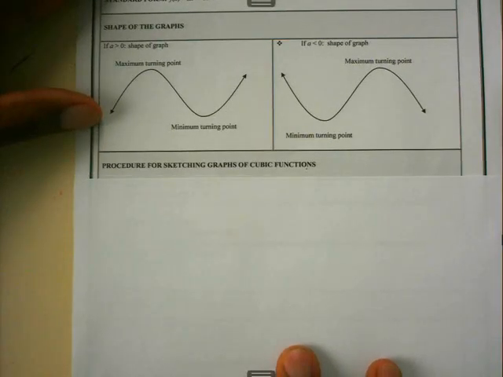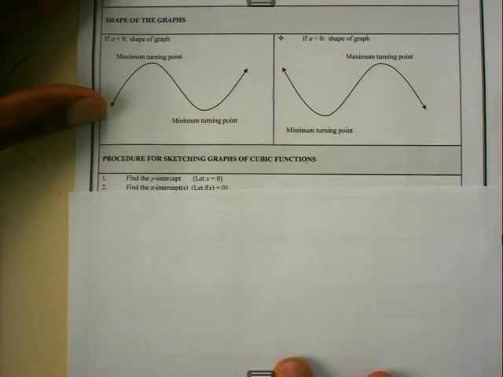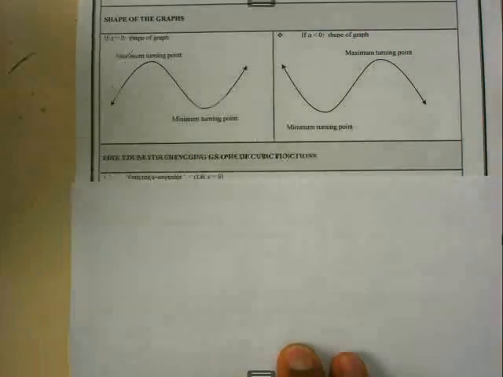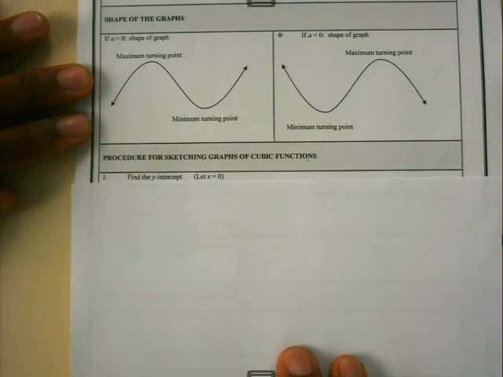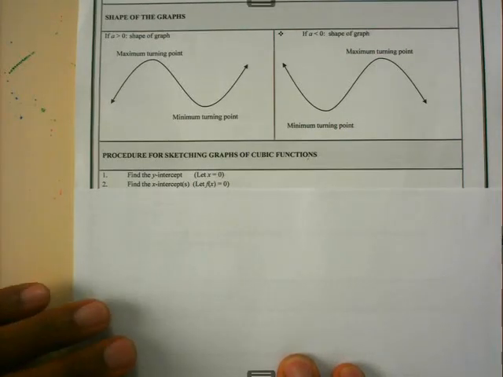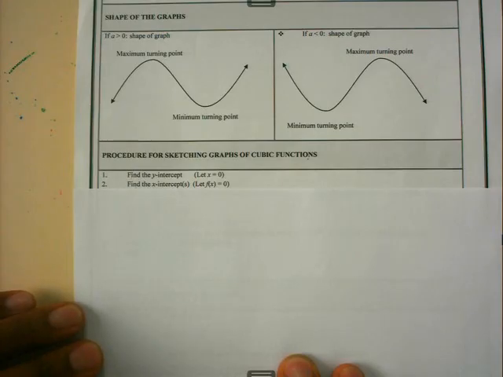Now let us look at the procedure for sketching the graph of a cubic function, which is very, very important, boys and girls. Of course, the first thing that you know, for all functions, the x- and the y-intercept are very, very important. But what's important is, what is it that you must do when you find the y-intercept? Of course, you let x be 0. x must be 0 when you determine the y-intercept. And of course, for the x-intercept as well, you must also let y be 0. f(x), g(x), h(x) must be 0.